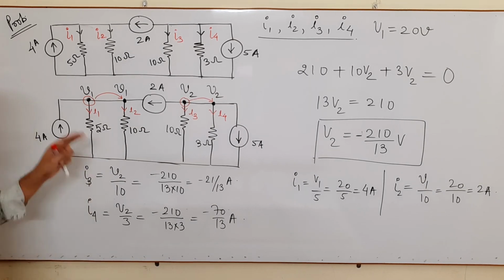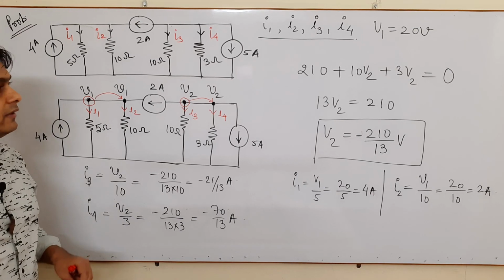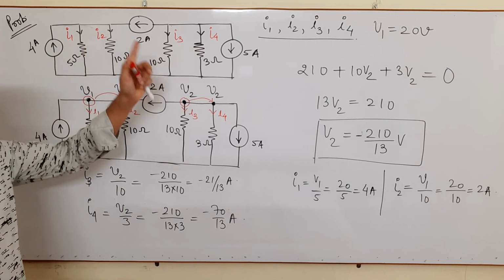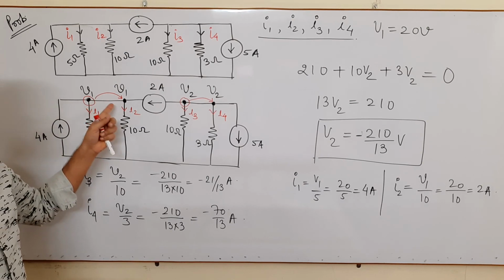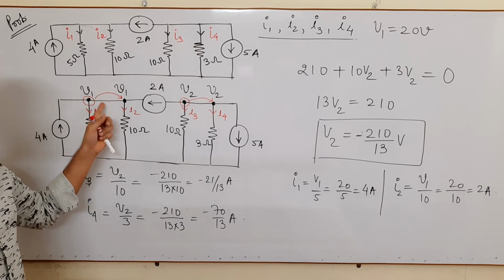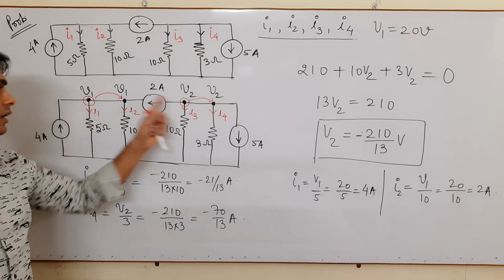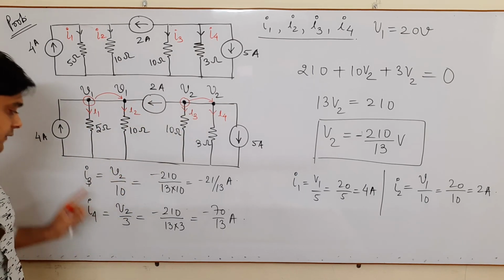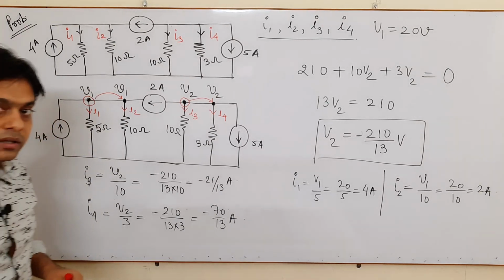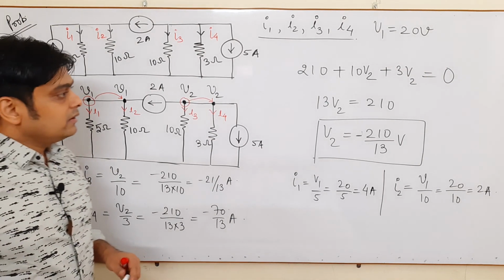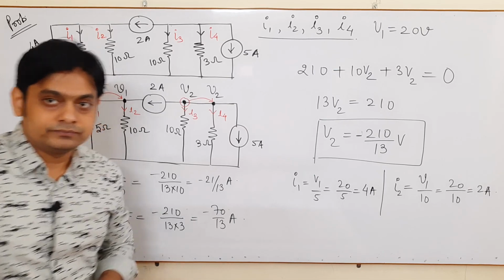So with this the problem is finished, and we have found the value of I1, I2, I3 and I4. Again, the very important thing, you have to understand how we have applied the nodal analysis in this question to find the value of I1, I2, I3 and I4. Okay, we move with the next problem.